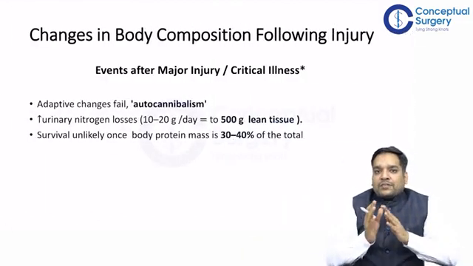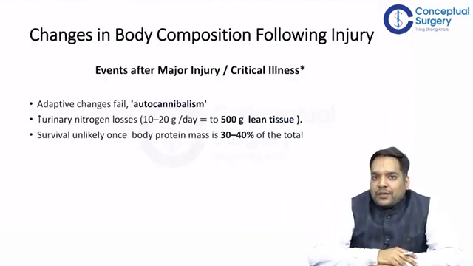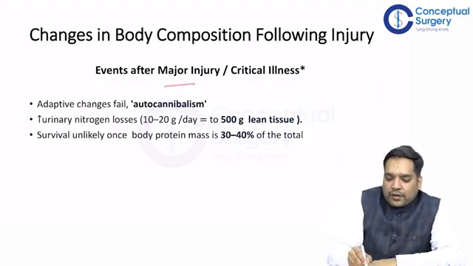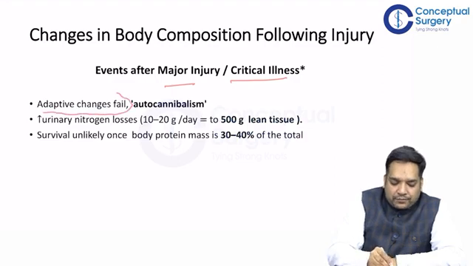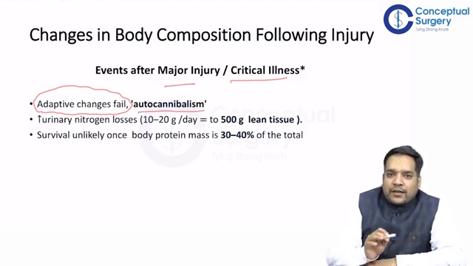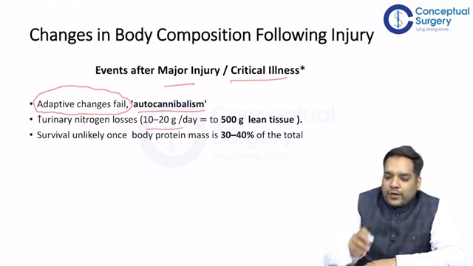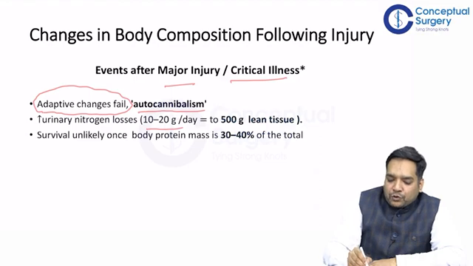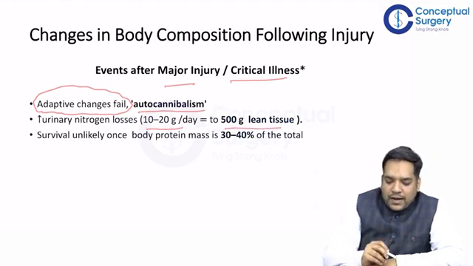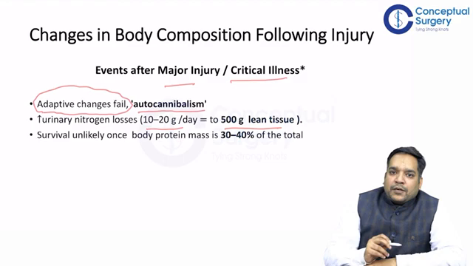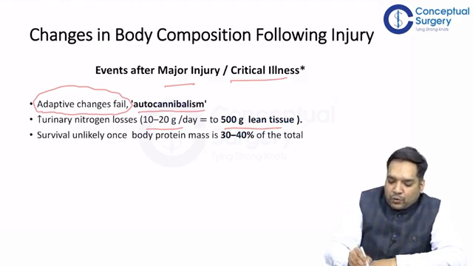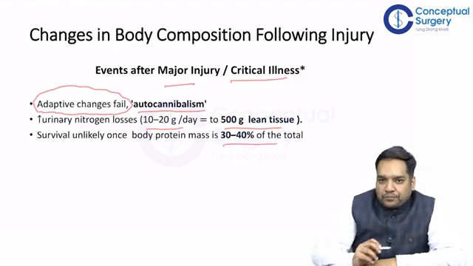So now we have discussed starvation. Now what happens to body composition in major injury or critical illness? It is important to know that adaptive changes don't happen here. So this leads to autocannibalism. There is a massive urinary nitrogen loss of 10 to 20 gram per day, which is equivalent to losing half a kg of lean tissue per day. This is a huge amount. Once the protein mass falls to 30 to 40% of the total, survival is unlikely.